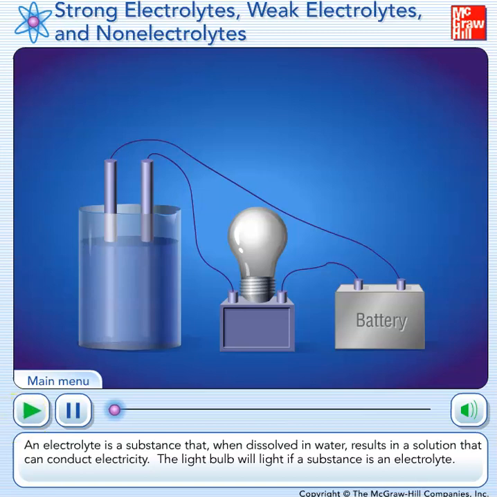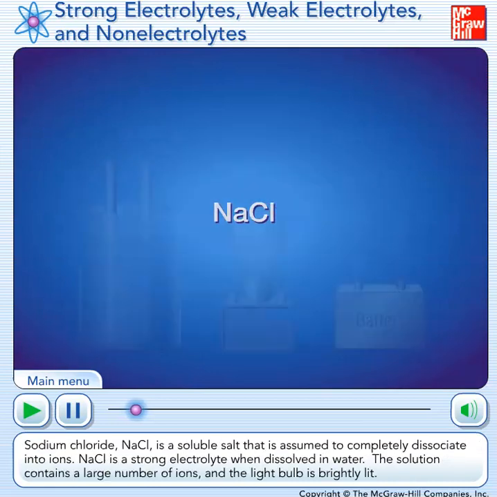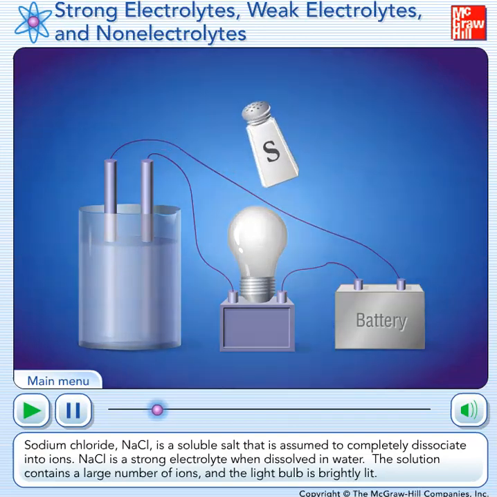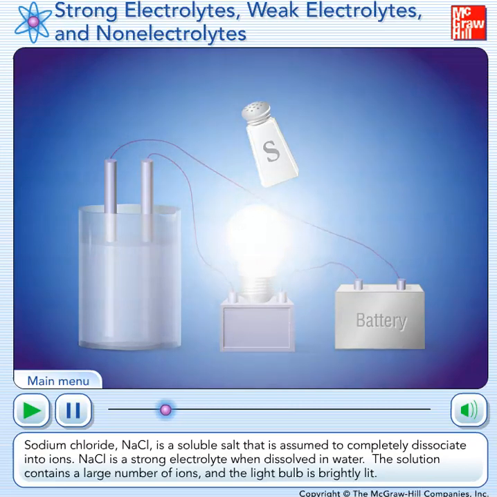An electrolyte is a substance that, when dissolved in water, results in a solution that can conduct electricity. The light bulb will light if a substance is an electrolyte. Sodium chloride, NaCl, is a soluble salt that is assumed to completely dissociate into ions. NaCl is a strong electrolyte when dissolved in water. The solution contains a large number of ions, and the light bulb is brightly lit.